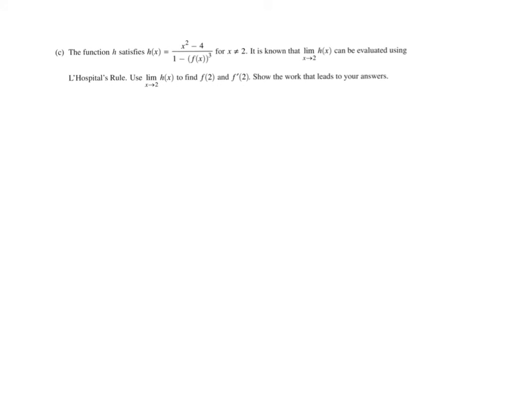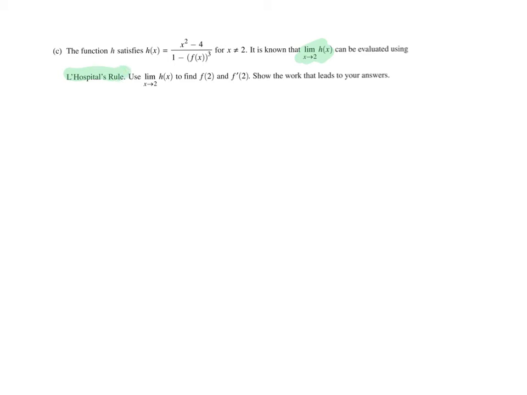All right, part C is definitely a little bit of an interesting problem. It says the function h satisfies h of x equals x squared minus 4 over 1 minus f of x cubed, when x doesn't equal 2. It's known that, and this is very important right here, the limit as x approaches 2 of h of x can be evaluated using L'Hopital's.